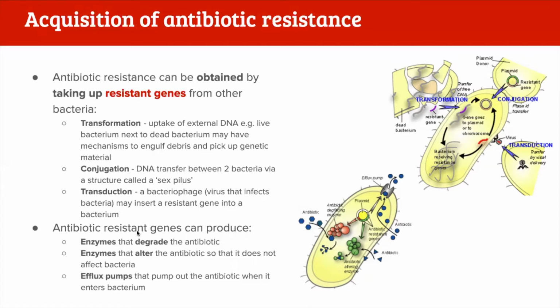Okay, so antibiotic resistant genes can produce enzymes that degrade the antibiotic. So here, your antibiotic degrading enzyme. You can have enzymes that alter the antibiotic so that it doesn't affect the bacteria anymore. And you can also have efflux pumps that pump out the antibiotic when it enters the bacterium. So the antibiotic comes in, because of the efflux pump, it pumps back out and it doesn't affect the bacteria anymore.